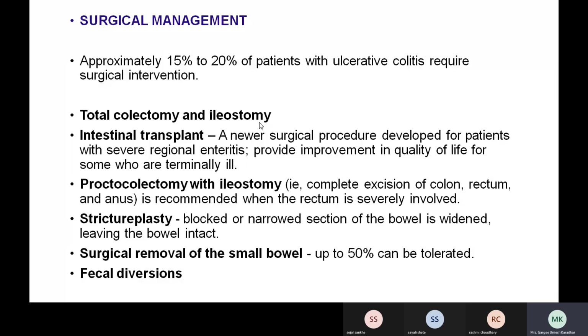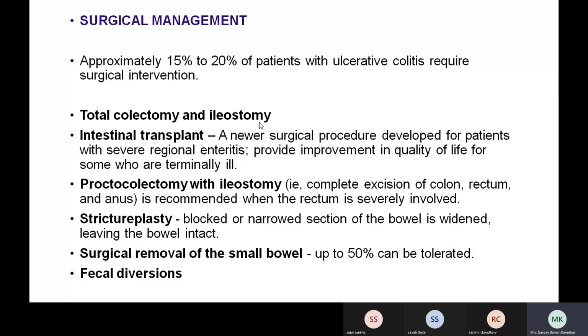The third type of surgery which the patient may undergo is called proctocolectomy with ileostomy. That is complete excision of the colon, rectum and anus. This may be recommended in patients when the rectum is severely involved. Next is called strictureplasty. Stricture means the narrowed part. The narrowed or blocked section of the bowel is widened, so the bowel lumen will remain intact. It will help in the removal of the contents. So that is strictureplasty.